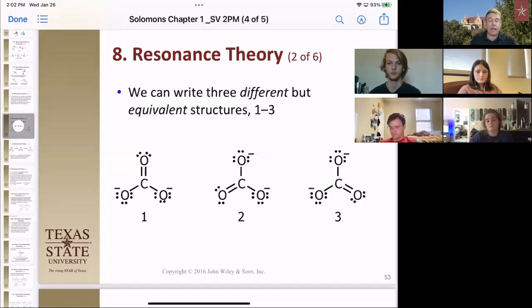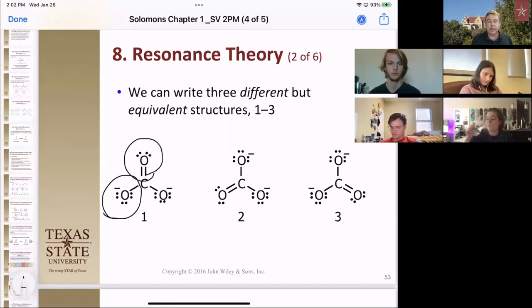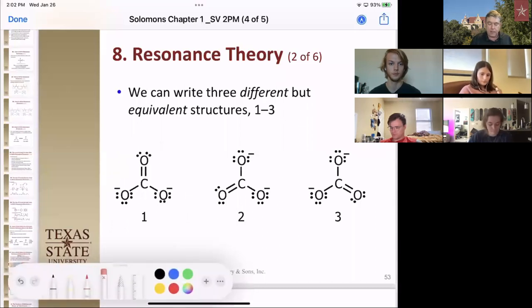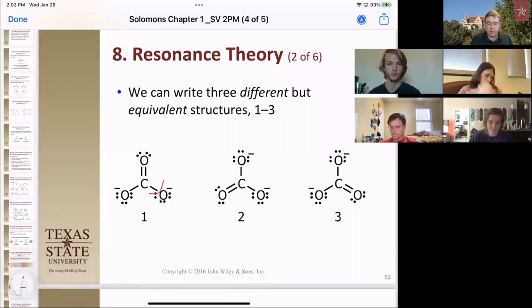And so if we look at the structure we see here, we have an octet around that oxygen, an octet around that oxygen, an octet around that oxygen. And we have an octet around our carbon. Each of those atoms has 8 electrons around it. So that means that these are happy, or they follow the rules of Lewis dot structures.